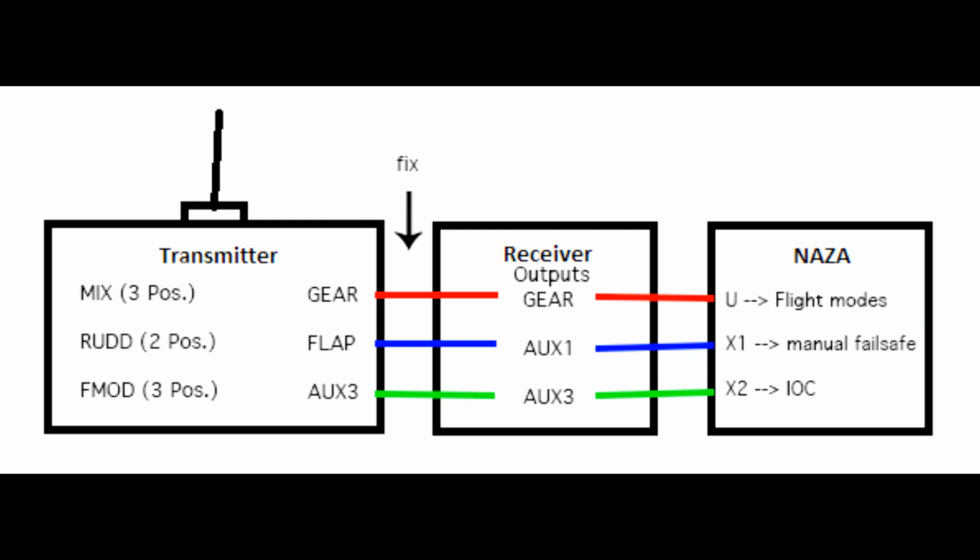And we have connected the aux1 receiver port to the X1 input on the NASA, which means that the rudder switch is changing our X1 on the NASA, which will become our manual failsafe switch. And finally we have connected aux3 from the receiver to X2 on the NASA, which means that the F-mode switch is changing the intelligent orientation control.